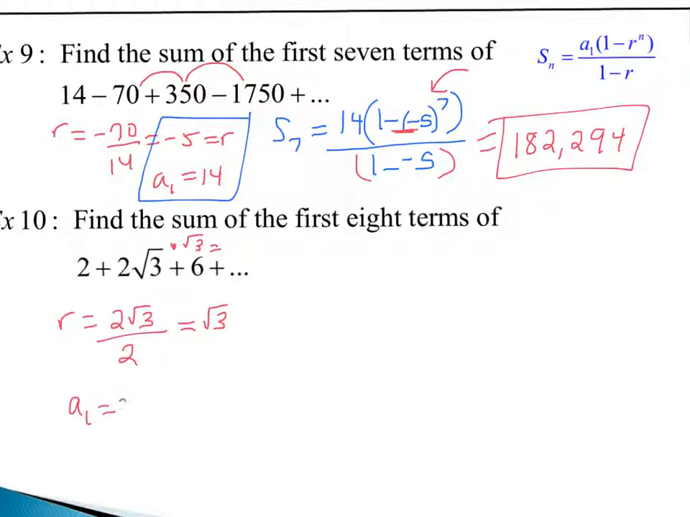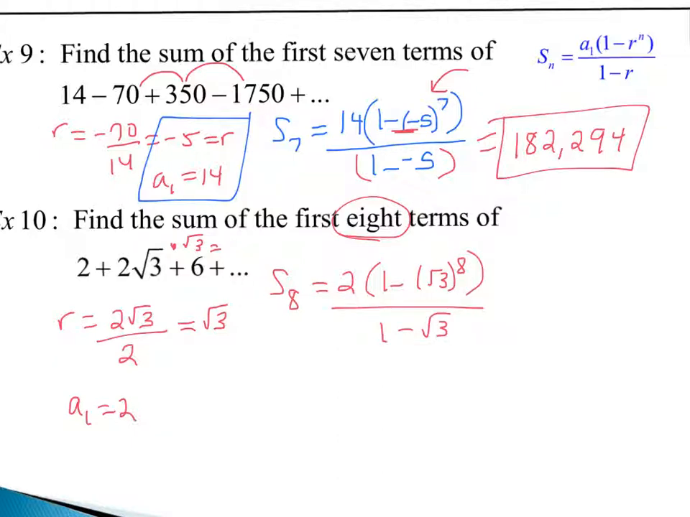My first term is 2, so now I'm ready to set up my formula for the sum of the first 8 terms. So I'm going to do a1, which is 2, times 1 minus my common ratio, root 3, raised to the 8th power, all divided by 1 minus root 3.